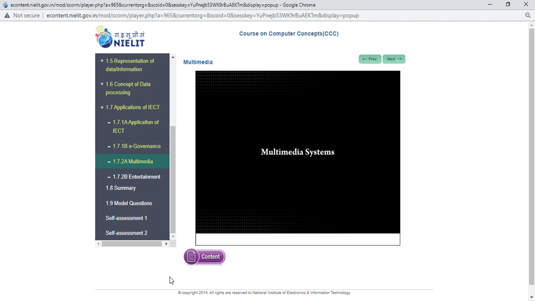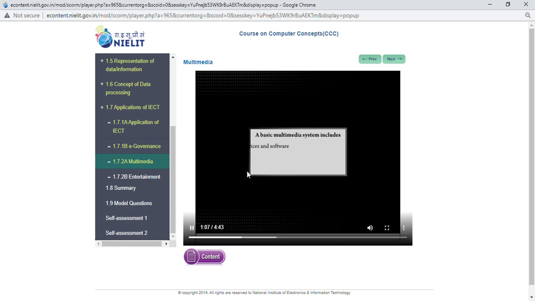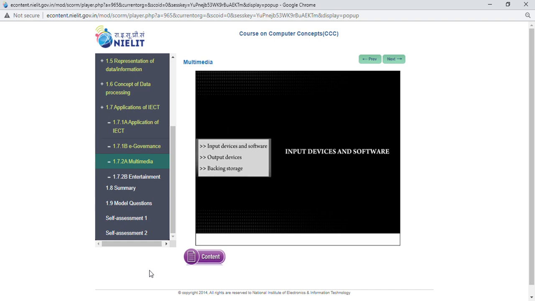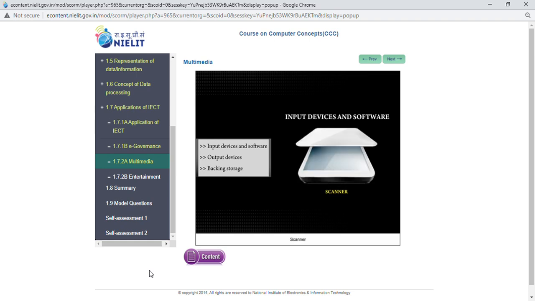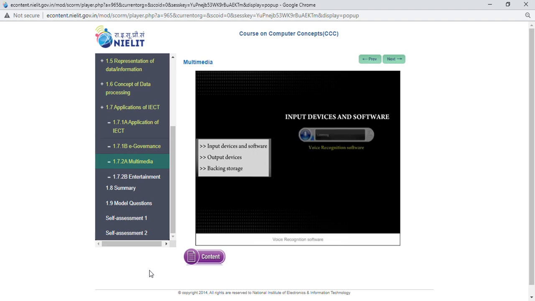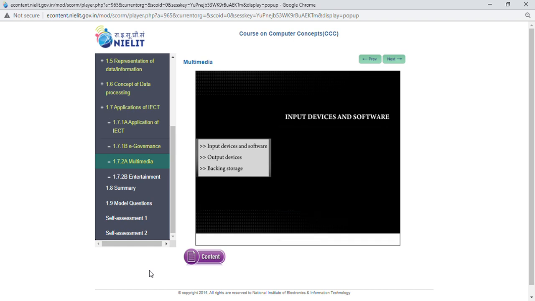Multimedia systems. A basic multimedia system includes input devices and software, output devices, and backing storage. Input devices and software. Input devices include keyboard, mouse, scanners and optical character recognition software, that is OCR, microphone, voice recognition software, digital camera software, video camera.